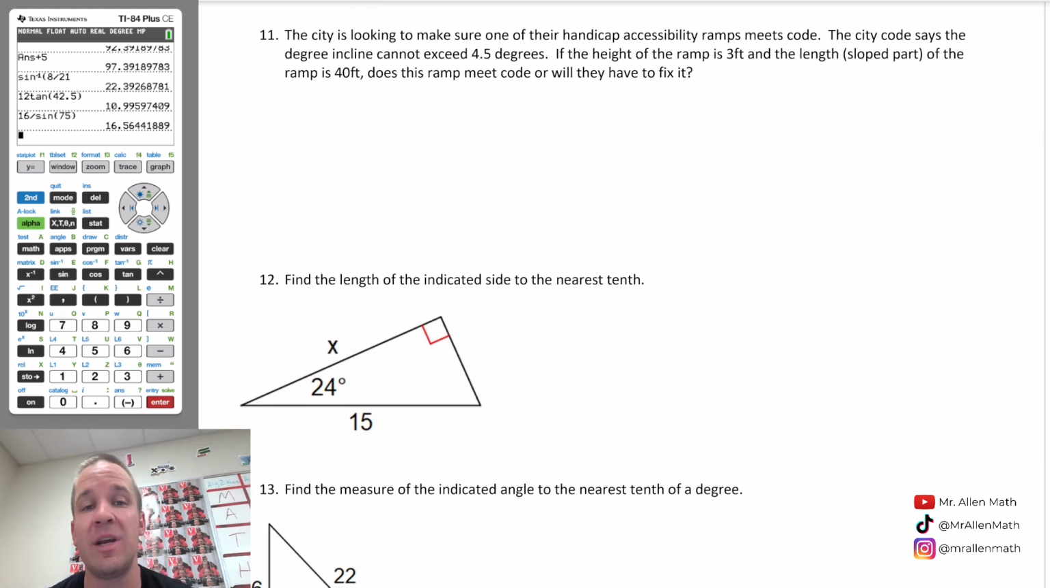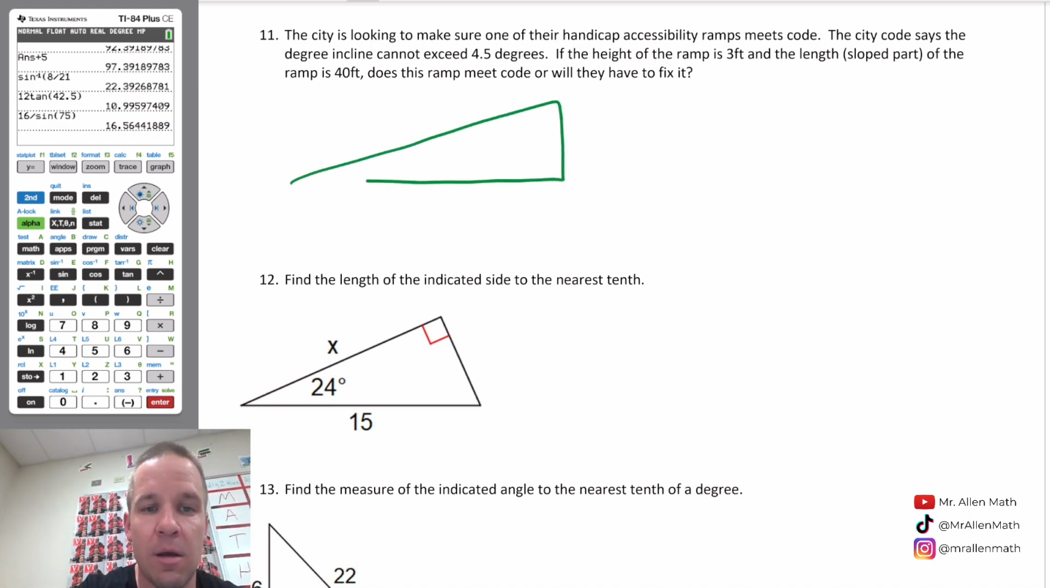The city says the degree of incline cannot exceed 4.5 degrees. If the height of the ramp is 3 feet and the length of the slope part of the ramp is 40 feet, does this ramp meet code, or do they have to fix it? Let's make a beautiful triangle. So 3 feet, the slope part is 40 feet.